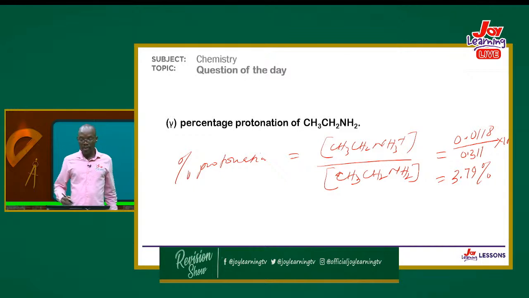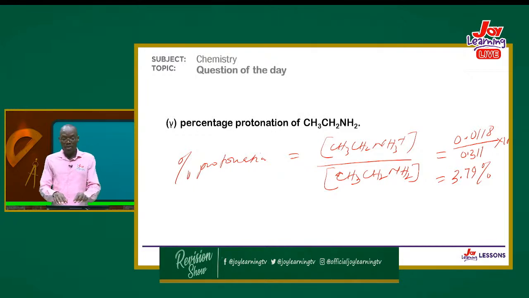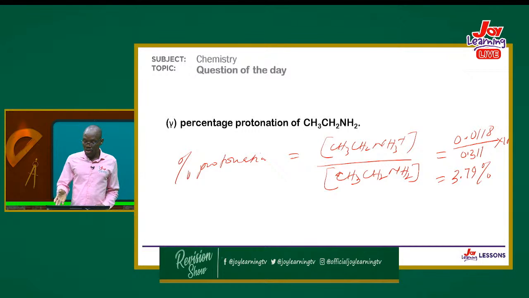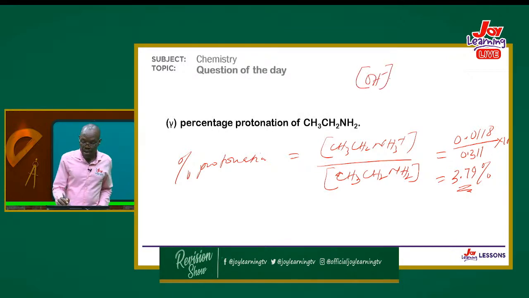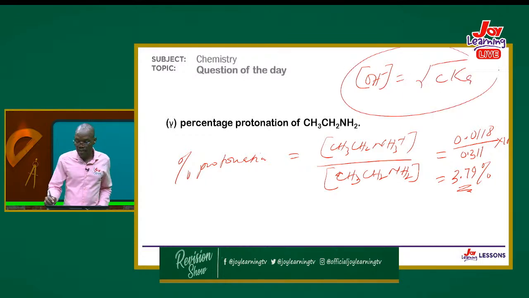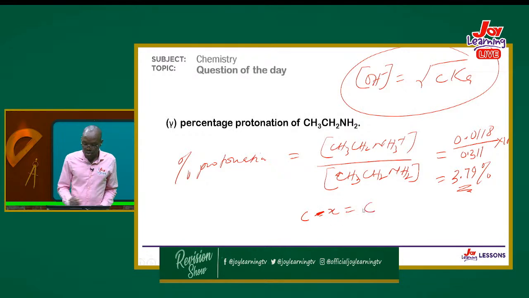That gives me 3.79. Right. So take note, that is how we calculate percentage protonation, or sometimes percentage ionization. It's the concentration of the protonated substance divided by the initial concentration, times 100. So you can see it is 3.79%. It means that this value is less than 5% of the initial concentration. So the assumption that we are using, that the concentration of OH- equals the root of C Kb, is valid. We are saying that concentration minus x is equal to that. So it is valid.